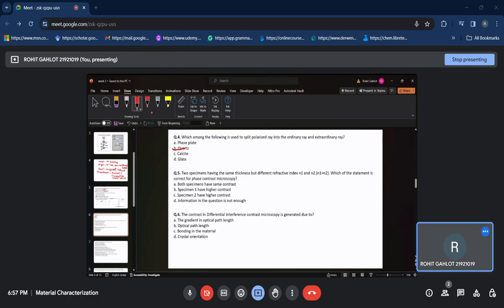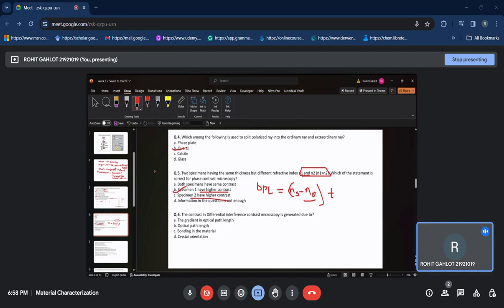So the fifth one is, two specimens having the same thickness but different refractive indexes N1 and N2. Which of the statements is correct for phase contrast microscopy? A, both specimens have the same contrast. B, specimen 1 has higher contrast. C, specimen 2 has higher contrast. So we know the relation between N1 and N2, we talk about the optical path length. So we can write it as (N minus N0) multiplied by T. Here N0 is fixed, so whichever has the higher refractive index will have the higher contrast. So B is the correct answer.